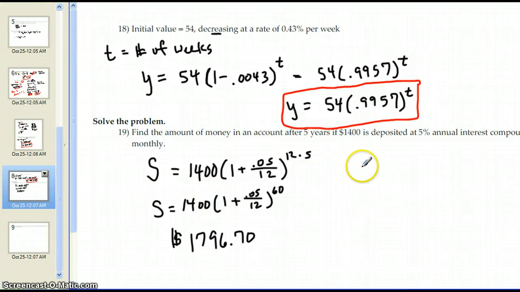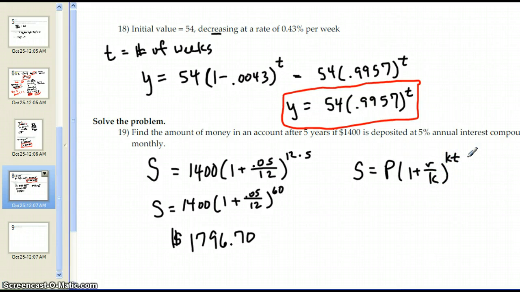Again, the formula I'm using here is S equals P times 1 plus R over K to the KT that we introduced a couple sections ago. S is the amount of money after the T years. P is the original principal, the amount deposited. R is your interest rate as a decimal, and K is the number of compound periods in a year. Because of monthly, that's why K is 12. So that's the formula that I'm using here in this problem. I'm not just making one up or anything.